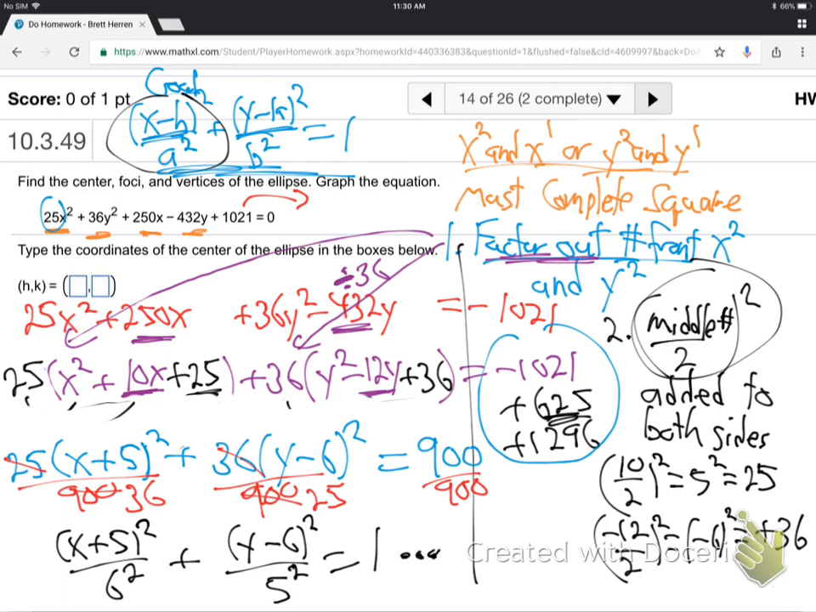Now you can find the center. What's the center of this thing? Yeah, opposite, opposite. -5, +6. That'd be the center. Right and left, 6 from that center. Up and down, 5 from that center. You know, you could do all the rest.